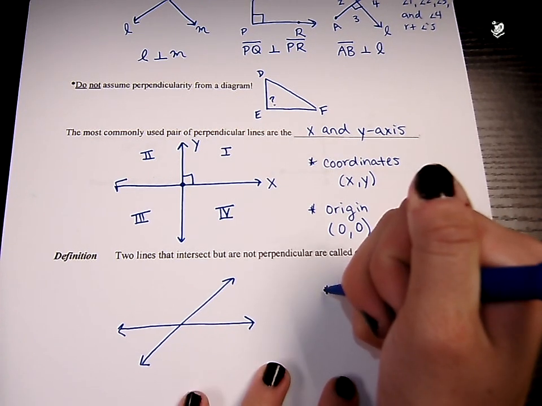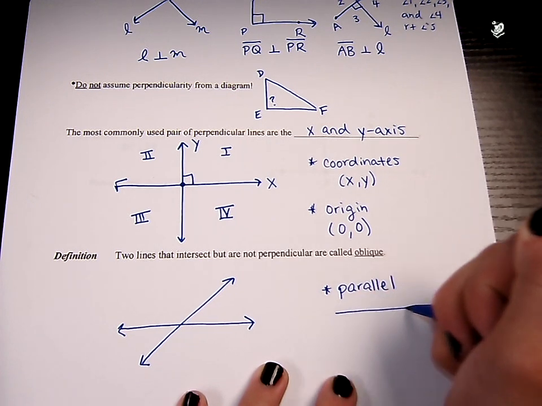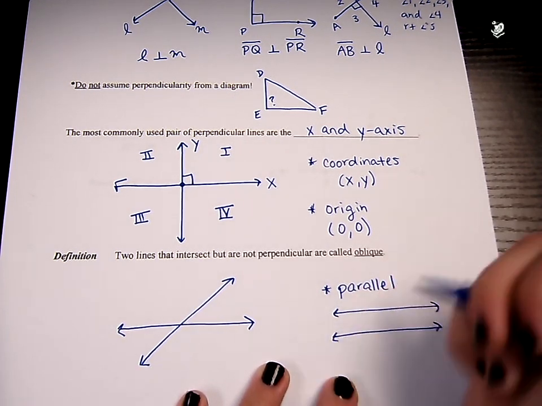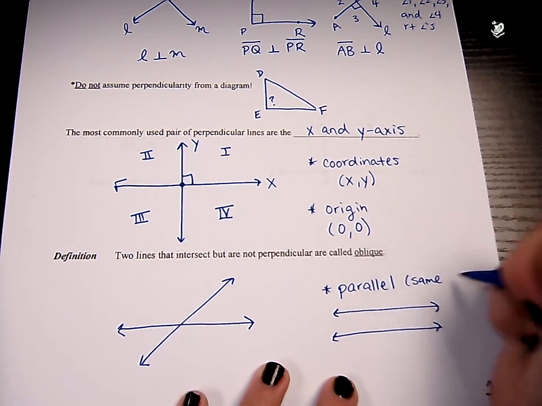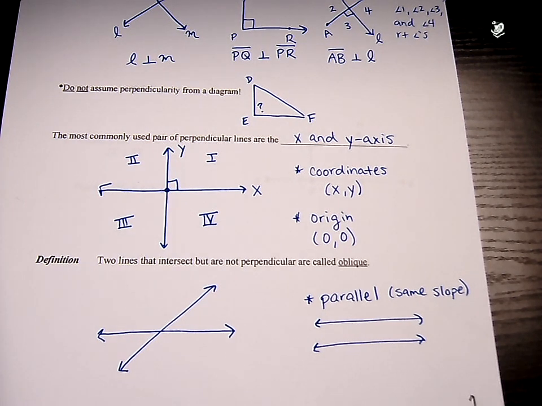You probably already know, but parallel lines are lines that never cross, and more specifically, they have the same slope, and that's why they never cross each other. So those are our different types of lines. Perpendicular forms a right angle. We've got oblique that just cross each other, and parallel means that they are not crossing and have the same slope.